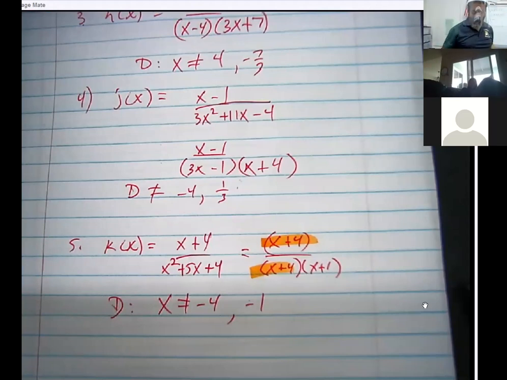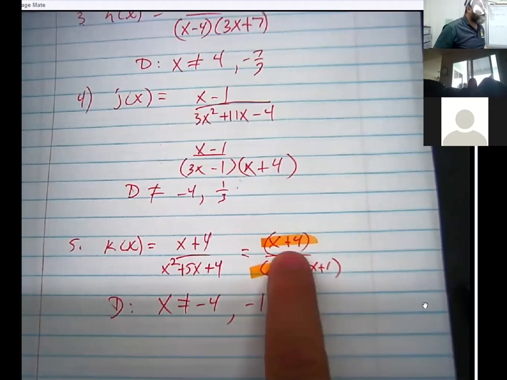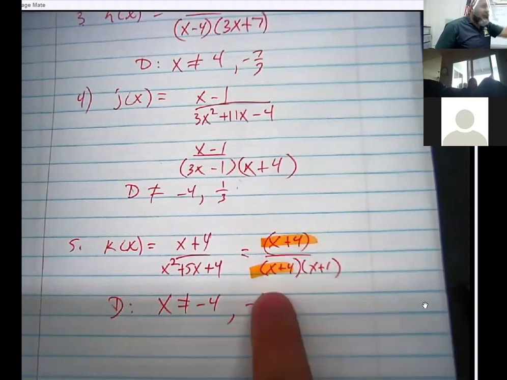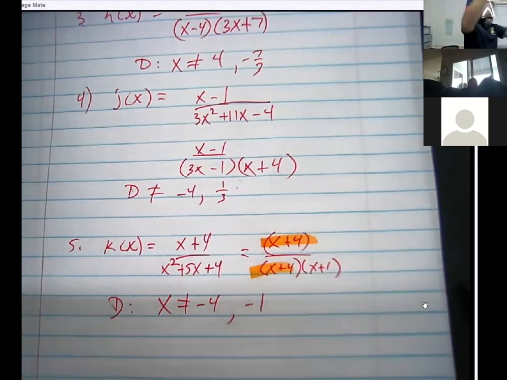Plug in the number 2 in your head. What's the top say now? 6. What does the bottom say now? And they canceled out, don't they? So in other words, what do these add to the problem? They add nothing, because 6 over 6 would be 1. That would just disappear, right?